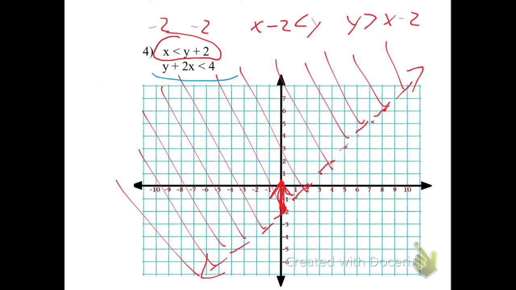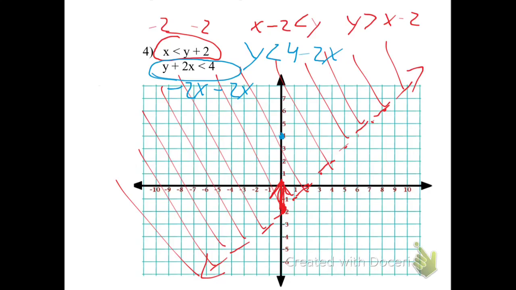We need to then graph the second inequality. This one's not solved for y, but it's only one step away. Subtract 2x from both sides. You get y is less than 4 minus 2x. So go to 4, which is your y-intercept. Remember, your y-intercept is the part not with the x.